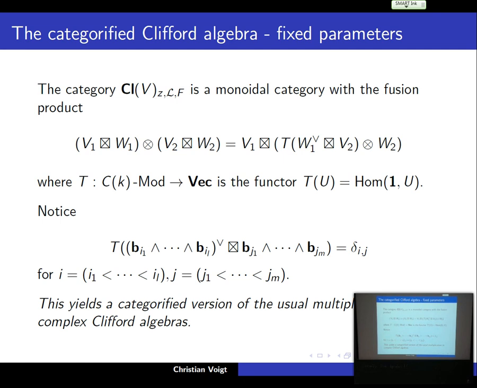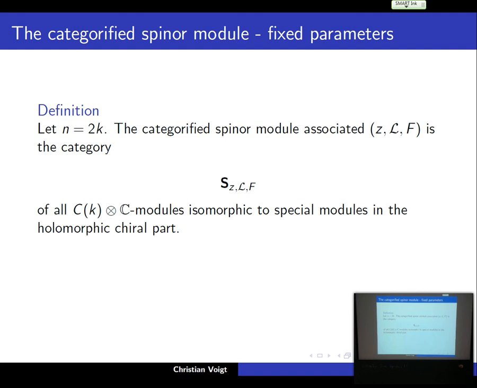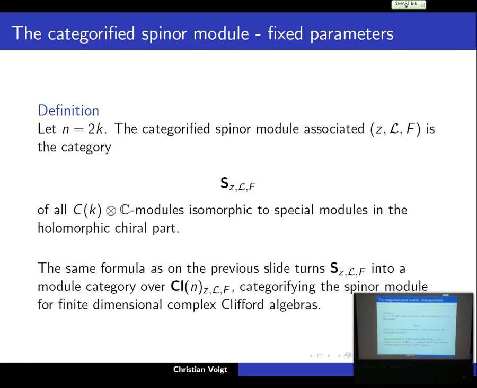So anyway, this way you get your category with multiplication, and you can also write down a modular category over that, basically by just repeating the same construction with just one chiral copy of your complex fermion vertex algebra. And well, this way you get a modular category, and it really corresponds to the spinor module for finite dimensional Clifford algebras.